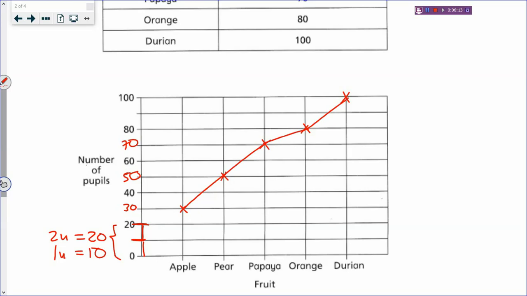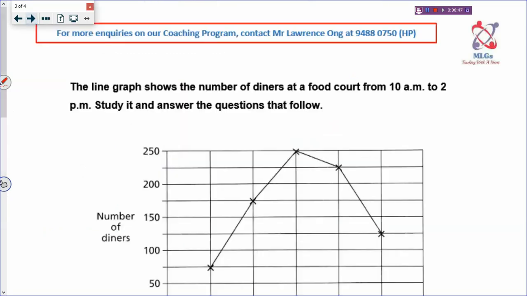Okay, so from the line graph, you can see which fruit has the least, or which is the most number of fruits. And that is the durian, right? Durian has the most number because it is the highest point. And which fruit is the least number? And that's the apple because apple has the lowest point. Okay, so the lowest point tells you the least number, and the highest point tells you that you have a lot, the most, right? The biggest number, right? The most. Okay, so let's go to the next one. Alright, so that's how you draw a line graph.